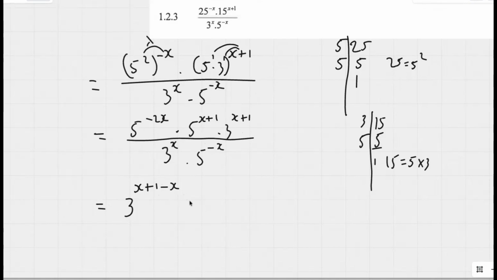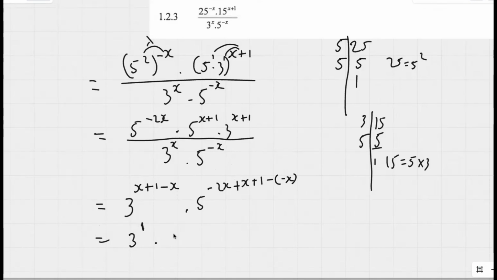Now, let's do the same for 5. We write 5, we can write negative 2x. And we're going to write this as we see it, because when we're multiplying, we add the exponents. So we plus x plus 1, and then when we're dividing, we subtract. So it'll be minus x, the opposite of that, minus x. And when we simplify, the x minus x will give you 0, so we'll be left with 3 to the power 1. And here with the 5, let's just go through the whole thing for 5.